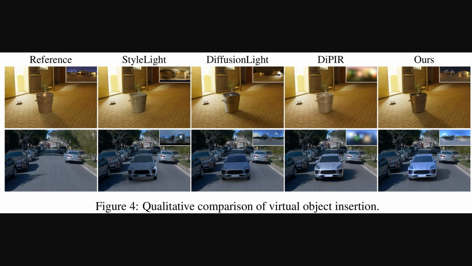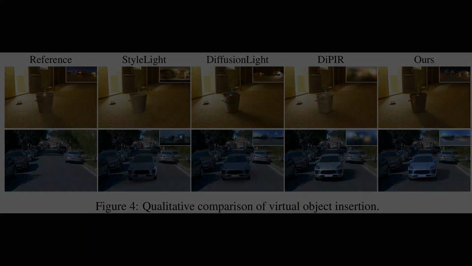Okay, the previous table quantified stability over time. Figure 4 presents virtual object insertion, which tests whether predicted lighting makes composites look believable. The columns compare reference, style light, diffusion light, DIPIR, and our method across 2 scenes so differences in highlight placement and shadow color become obvious. The rightmost column shows crisper, specular highlights on metal and more plausible soft shadows on the car, which indicate better sun direction and intensity. These cues matter because viewers judge realism from such small lighting agreements.